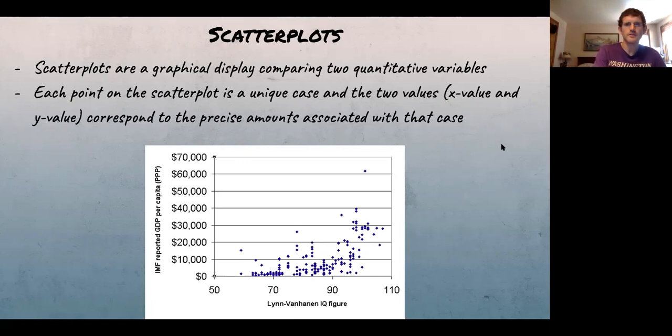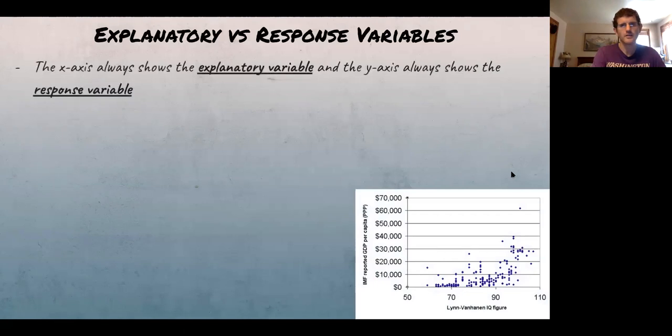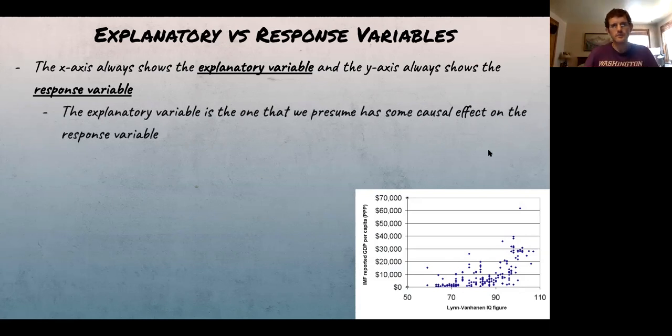So when we have 2 quantitative variables, scatter plot is the display that we choose, and there's, of course, a lot of stuff going along with that. We display our scatter plot with the x-axis always being what we call the explanatory variable, and the y-axis is the response. Those names are self-explanatory, no pun intended, in that the explanatory variable is the one that we presume has some causal effect on the response variable.